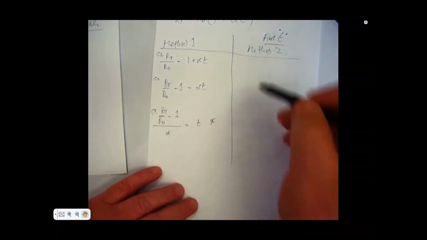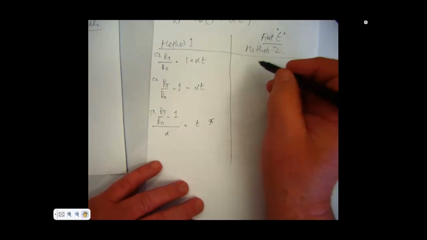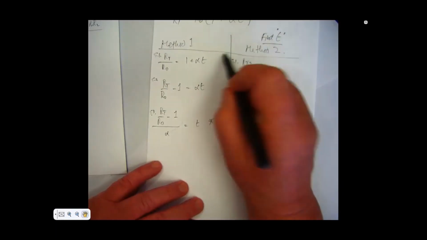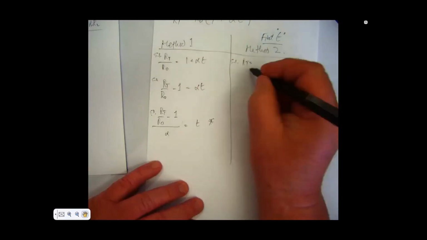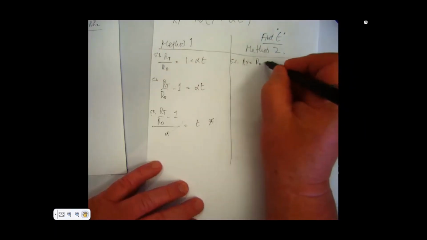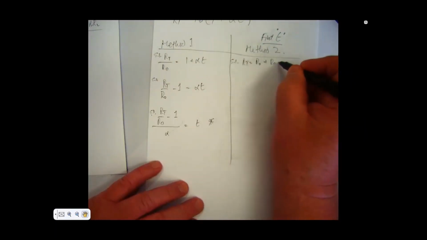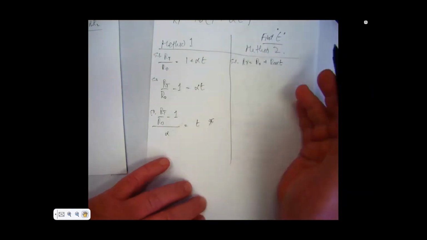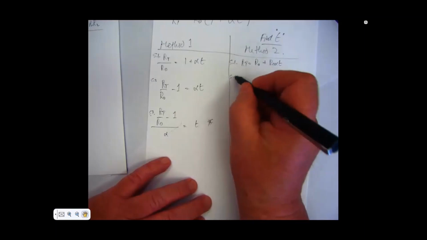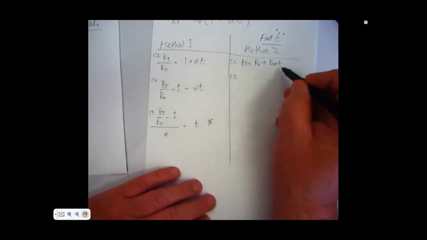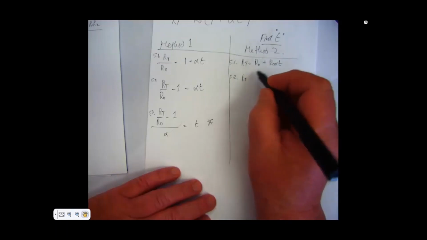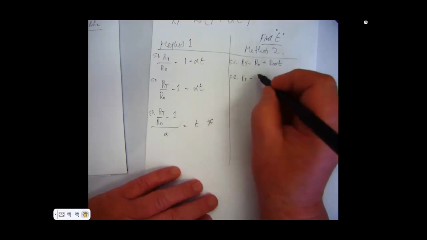Let me show you method 2, and this is the other way that you can do it. Now, step 1, RT equals, now what we do is we multiply this out. So 1 times RO is RO plus RO alpha T. Again, if we multiply it out, get rid of the brackets. Nice and easy. Step 2, we're after T. I don't want RO, so RT minus the RO.